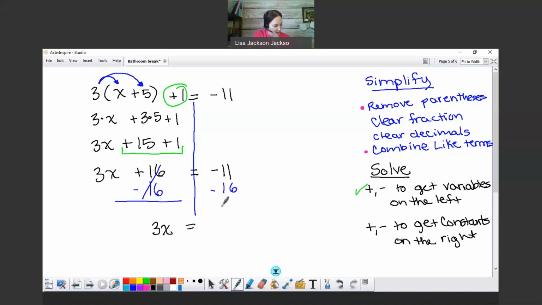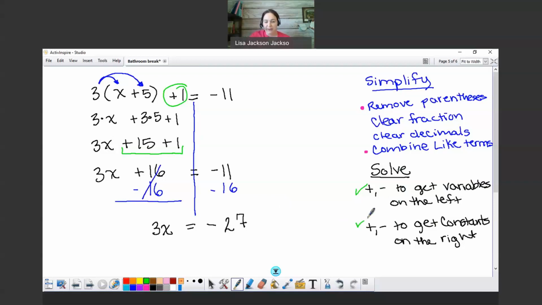Negative 11 and negative 16. I'm adding the same signs. It's like I owe you $11 and then I borrow 16 more. So I don't owe you less. I owe you even more than I did before. So this is still negative. 1 and 6. Now I'm owing you $27. All right, so we've done that step.